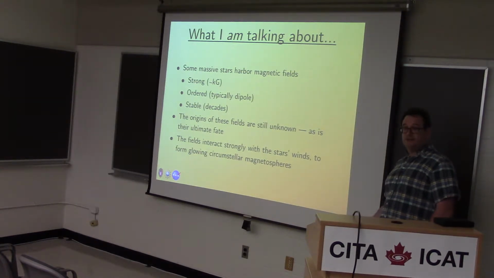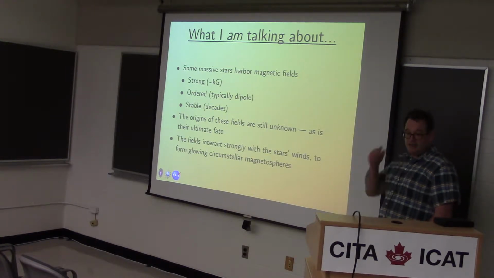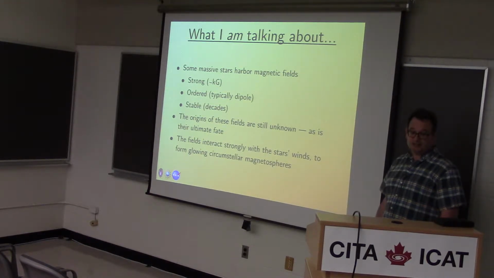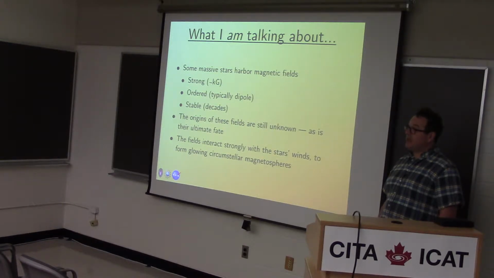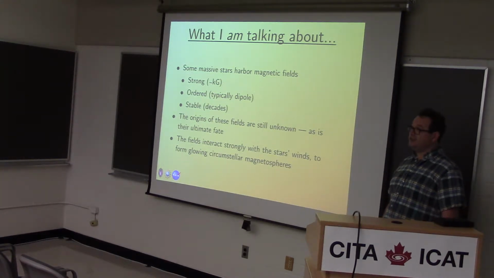They're ordered fields, so unlike the sun's field, these fields are predominantly dipolar, and these fields are stable. We've been observing them for about 30 years now, and as far as we can tell, the fields don't change over time. So unlike the sun, they don't seem to show magnetic activity cycles. Now, we don't know where these fields come from. Massive stars, again, unlike the sun, have radiative envelopes rather than convective envelopes. So there's no sort of dynamo process in the outer layers of the star that we can use to generate a field.